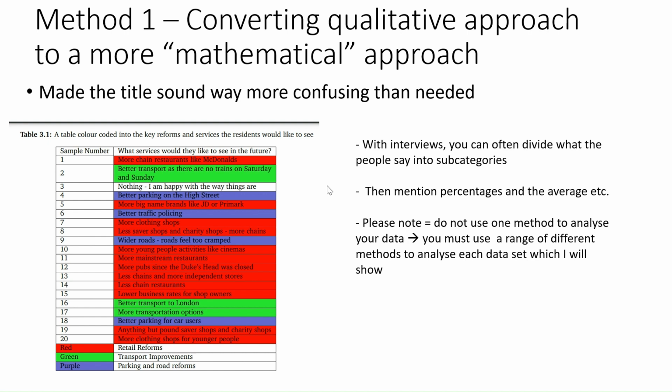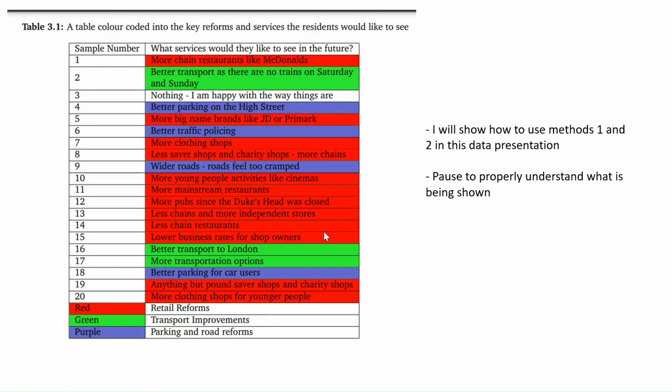Reading the title, I should have made this less confusing, but you can convert your qualitative data into a maths-based approach. You can do this by using percentages, talking about the percentage of people that wanted something, stuff like that. I'll show you how to use my methods in this data presentation. Just read it and understand what's going on.